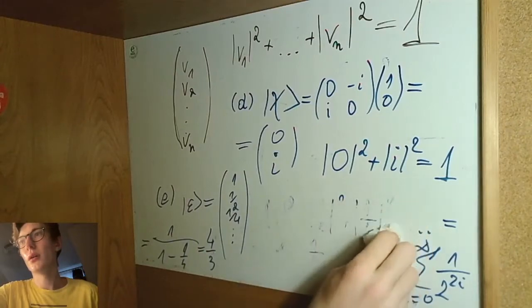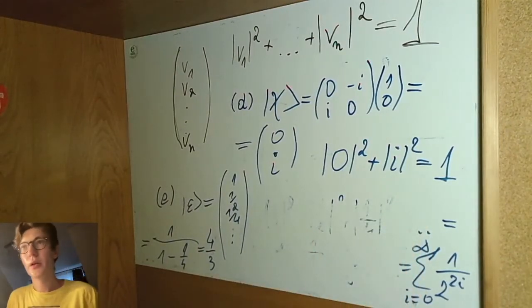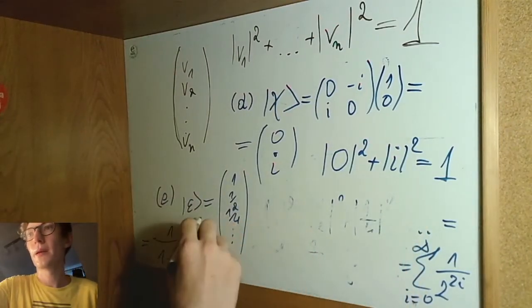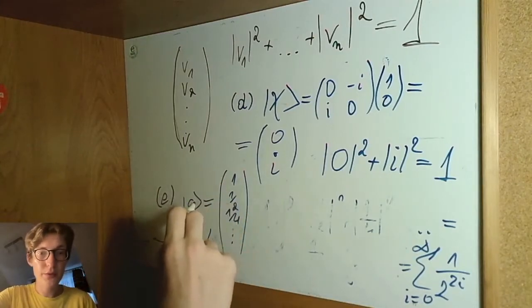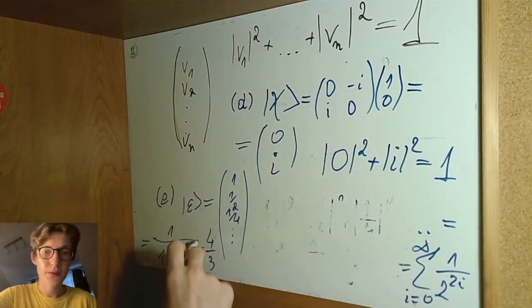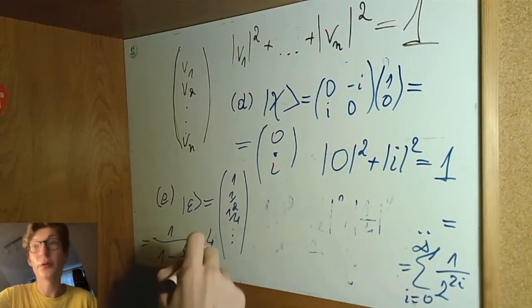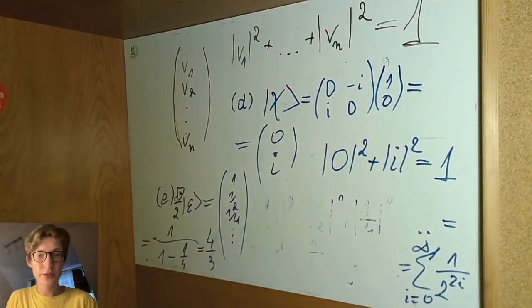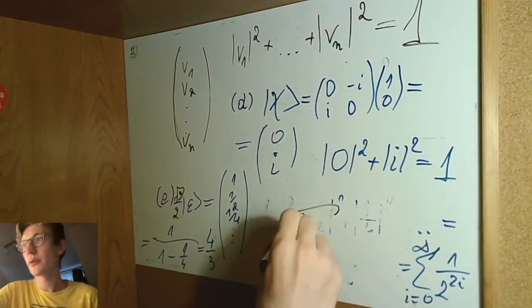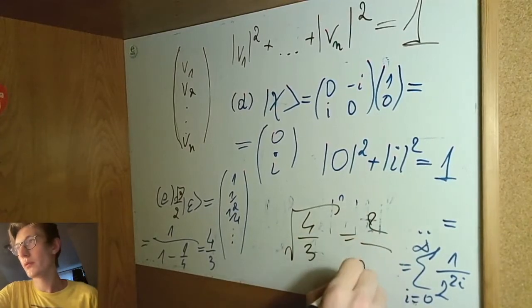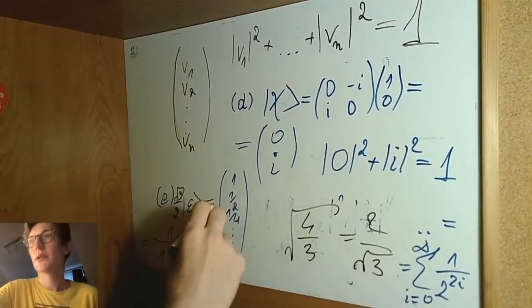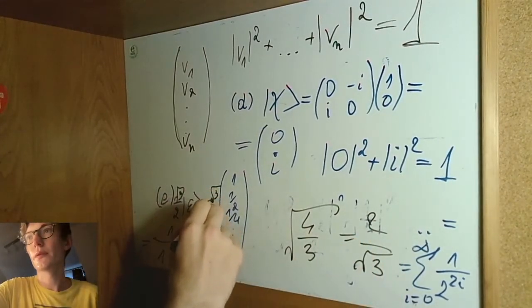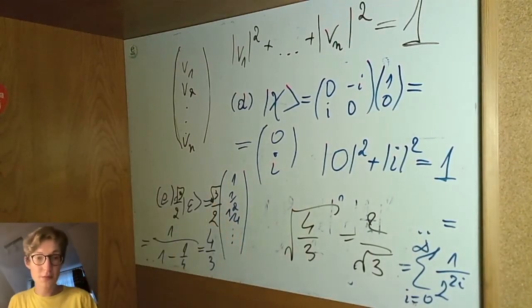So let's do that maybe here, that we can divide the whole vector by square root of this number, right? So it will be square root of 3 over 2, right? Because square root of 4 over 3 is 2 over square root of 3, right? So it's square root of 3 over 2. And that's the normalized vector.